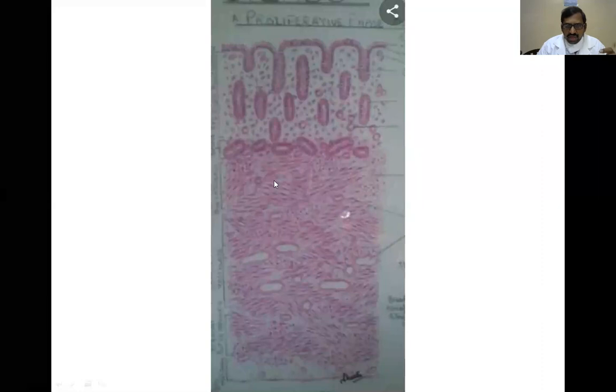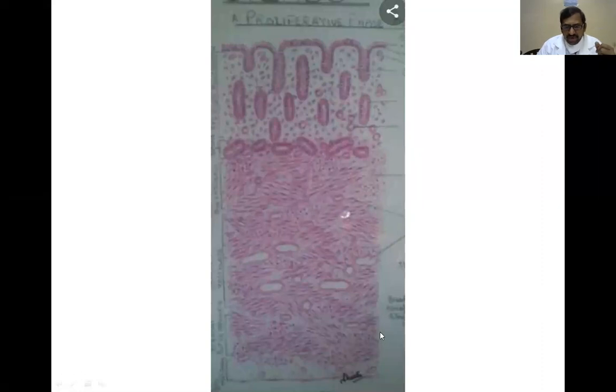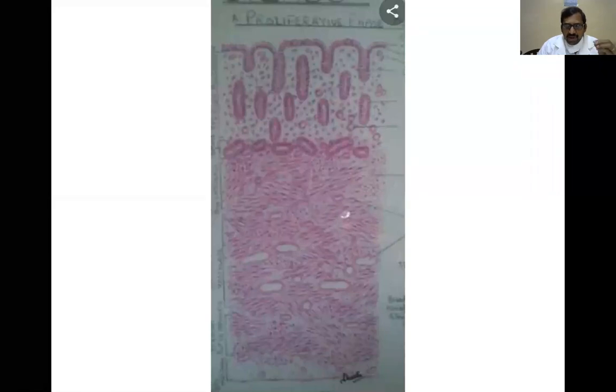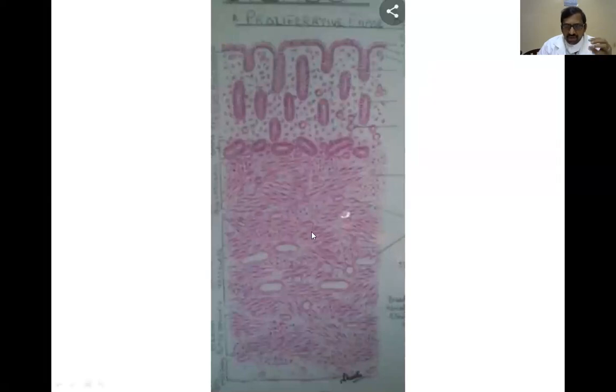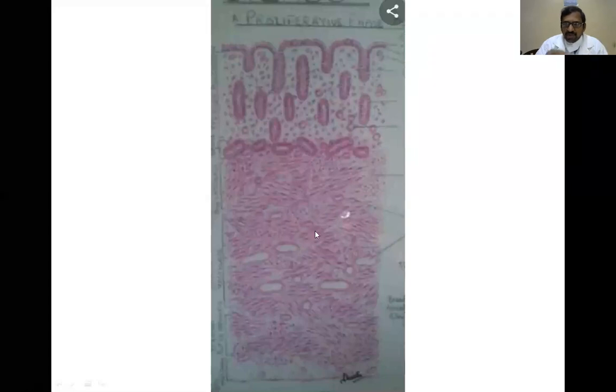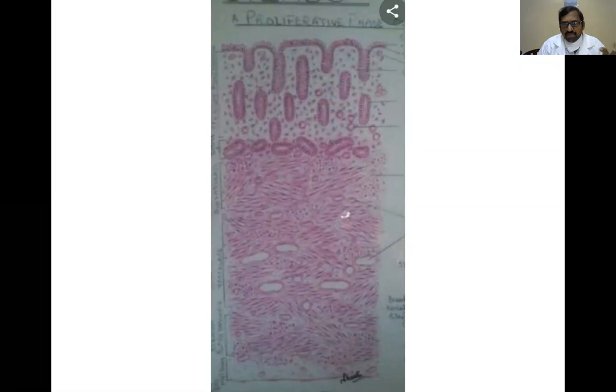Suppose you take this myometrium: it is enormously enlarged during pregnancy because of hypertrophy and hyperplasia of the smooth muscles of the uterine wall. Almost a 10 times increase in the size of the uterus occurs during pregnancy, and this increase is possible only with the help of hyperplasia and hypertrophy of the muscles.